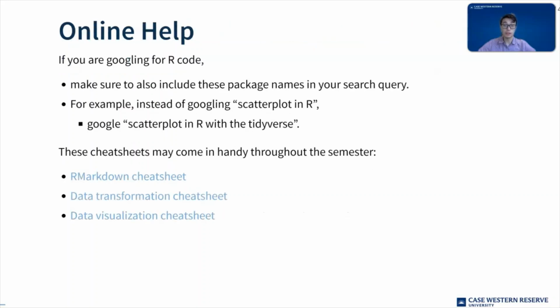Additionally, if you want to look for online help and are Googling for R code, make sure to include the package that you are specifically using and the types of problems that you are trying to solve. For example, Googling scatterplot in R is not very useful because there are thousands of ways of making a scatterplot. However, if you are specifically looking for help making a scatterplot using the tidyverse, you should be searching for scatterplot in R with the tidyverse. This will provide you with a lot more in-depth information and specific code chunks on how to use it.